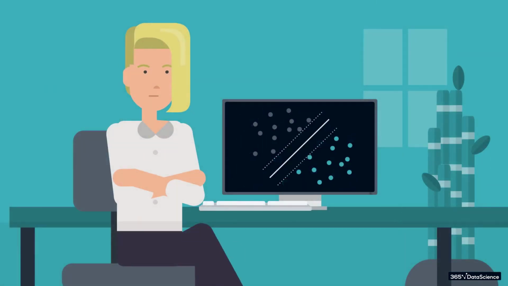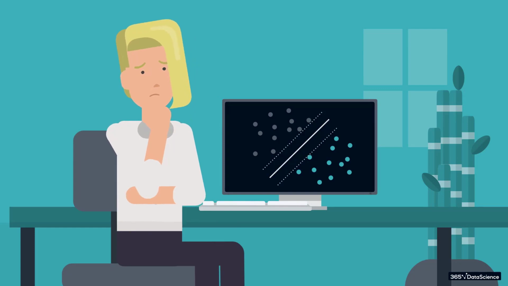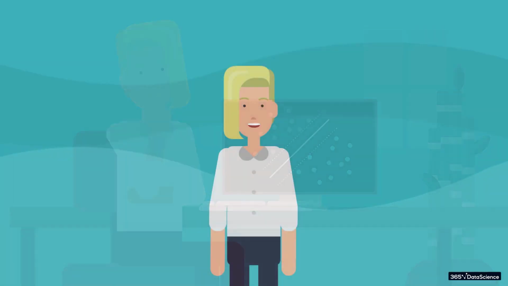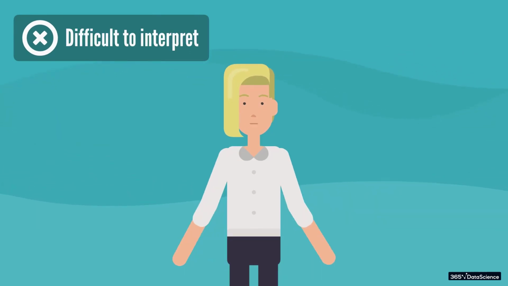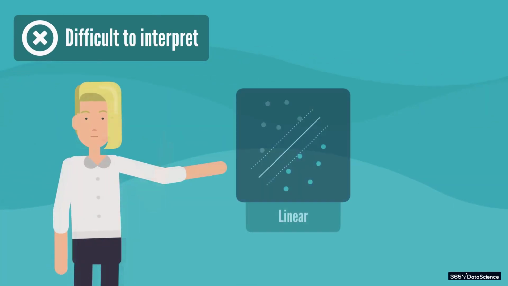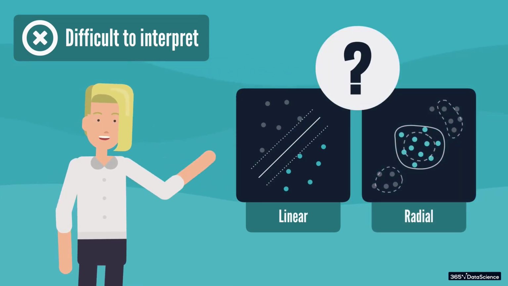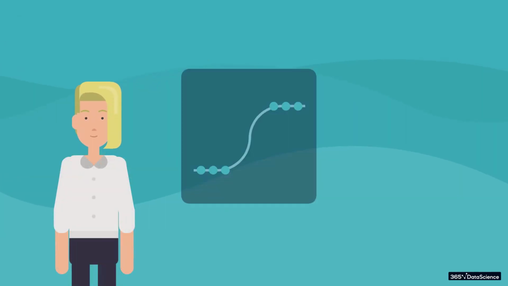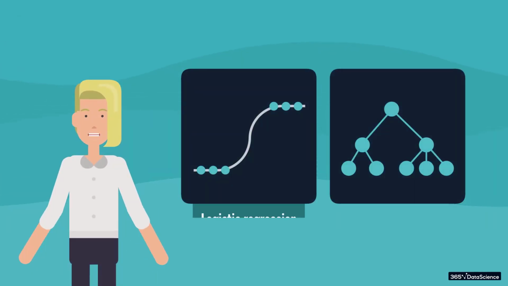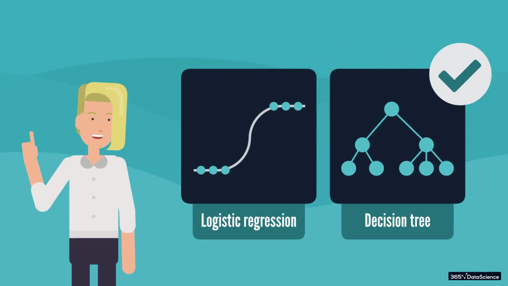But it's not all great news, and as with any machine learning algorithm, there are certain disadvantages to working with SVMs we need to consider. The main one is that they're not easily interpretable. Due to the complexity of the algorithm, especially when working with different kernels, it's not easy to understand why the support vector machines have made a particular decision. So if you're looking for a highly interpretable algorithm, something like a logistic regression or a decision tree will be better suited for the task.